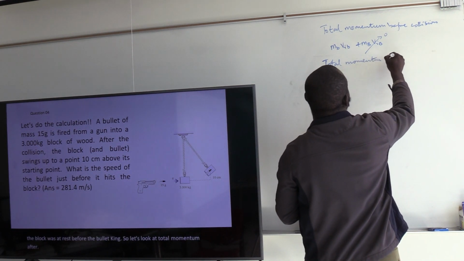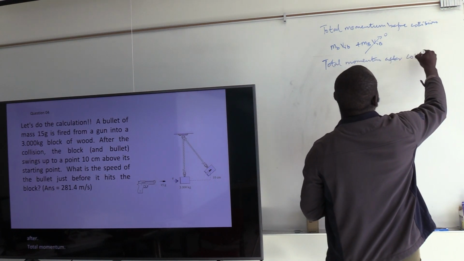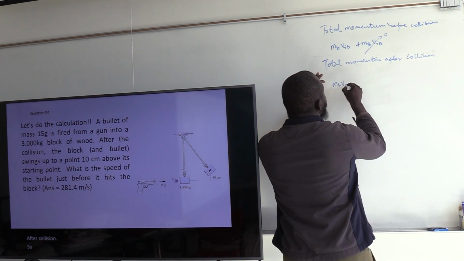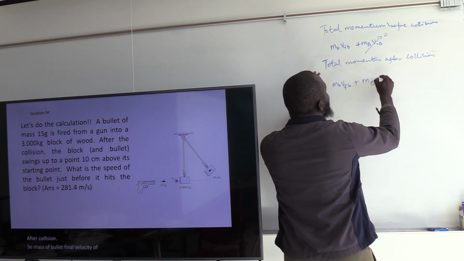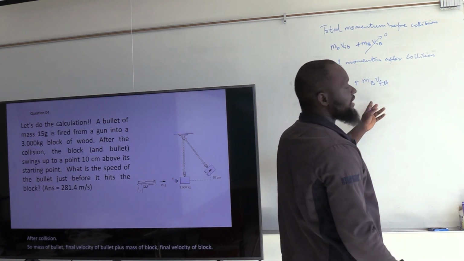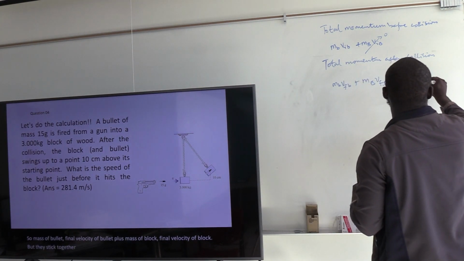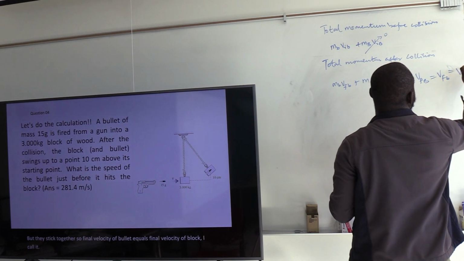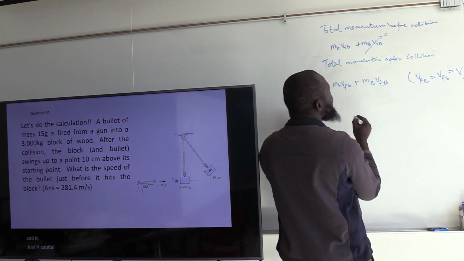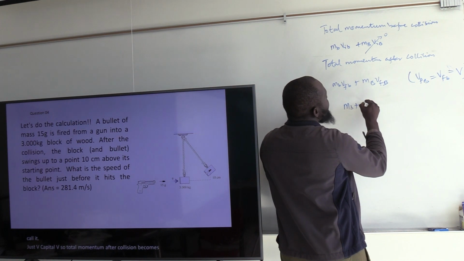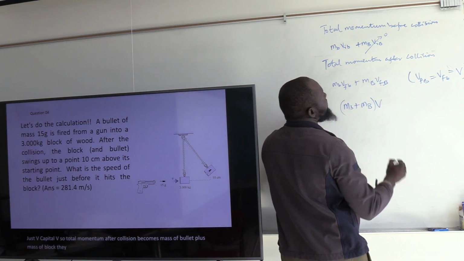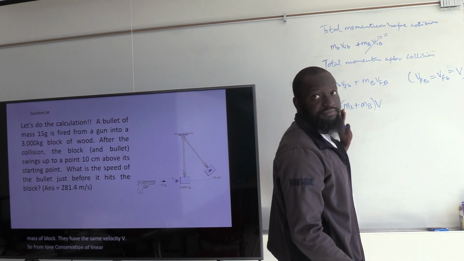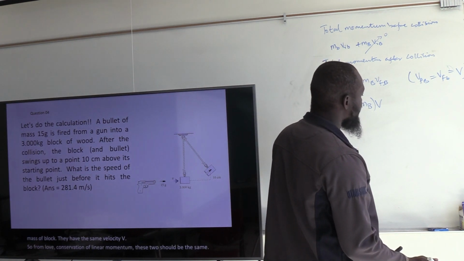Total momentum after collision. So mass of bullet, final velocity of bullet, plus mass of block, final velocity of block. But they stick together, so final velocity of bullet equals final velocity of block. I call it just V, capital V. So total momentum after collision becomes mass of bullet plus mass of block, they have the same velocity V. So from the law of conservation of linear momentum, these two should be equal.